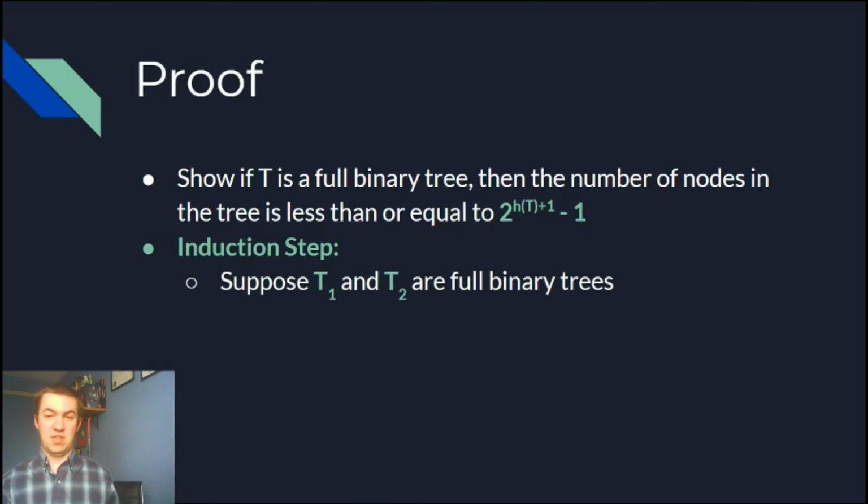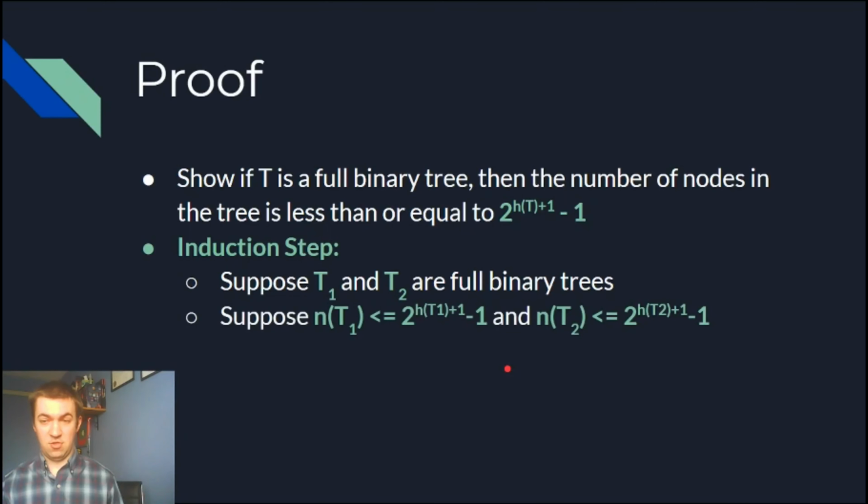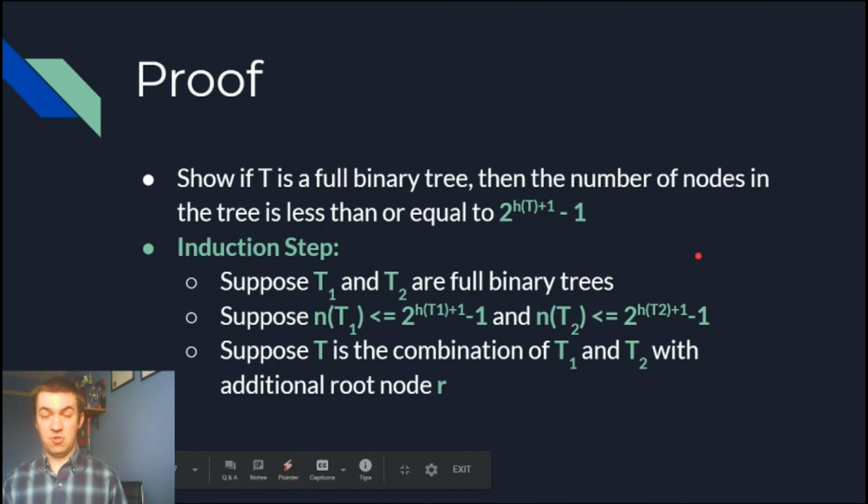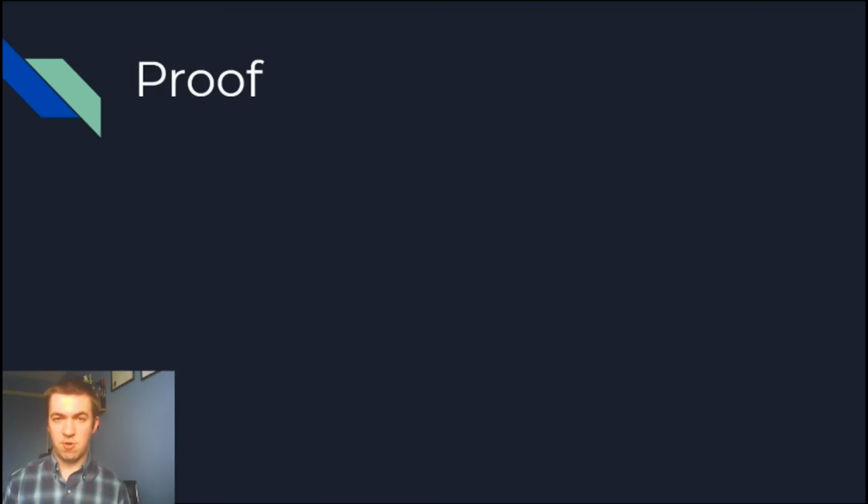So now we'll suppose T1 and T2 are existing full binary trees, and suppose that our induction hypothesis holds for each of those. That is, the number of nodes in each of those trees is less than or equal to this little formula for each of those trees. We'll also suppose that T, the new one that we're trying to build, is the combination of T1 and T2 with our one additional root node R. So let's go through our proof step by step and see what we can show.